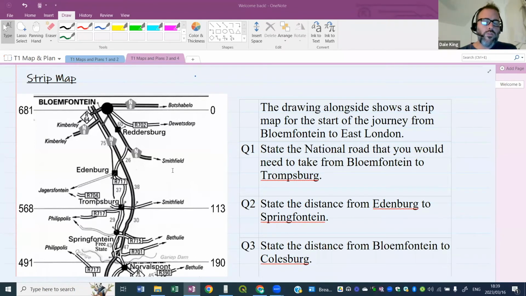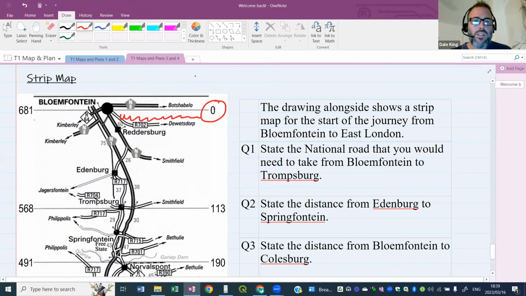So on the left here, we've got a piece of a strip map. This is a trip from Bloemfontein to, I think, East London. I'm only showing you the top half because this whole thing is long, so I can't show you the whole thing on the screen. I'm only showing you the start of this journey. Now you can see Bloemfontein, that big black dot at the top. That's the start of the journey. They've put a line here and they've put a 0. That means you are starting the journey, 0 kilometers.